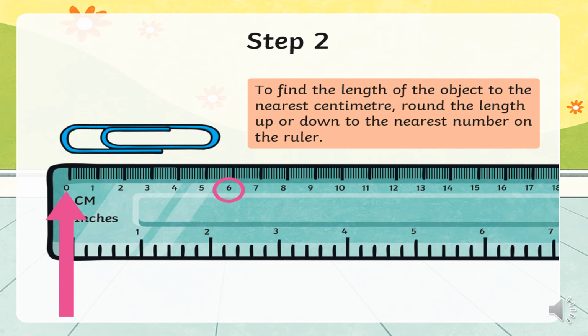Step 2. To find the length of the object to the nearest centimetre, we need to round the length up or down. Looking at this paper clip, it doesn't end on number 5 and it doesn't end on number 6. But it's a little bit closer to 6 than 5, so we can round it up to 6. So this paper clip is 6 centimetres long.